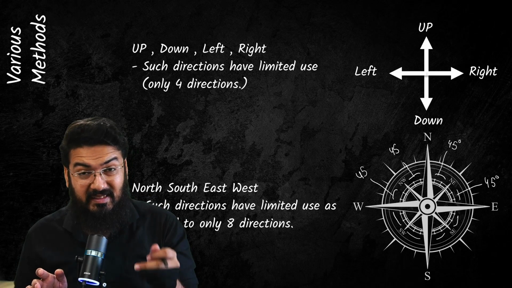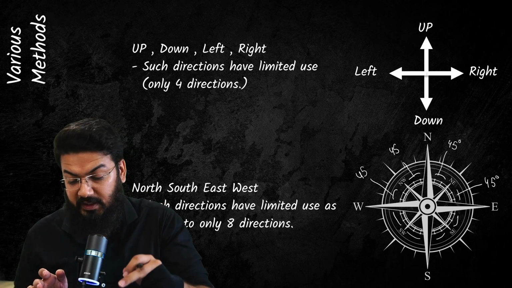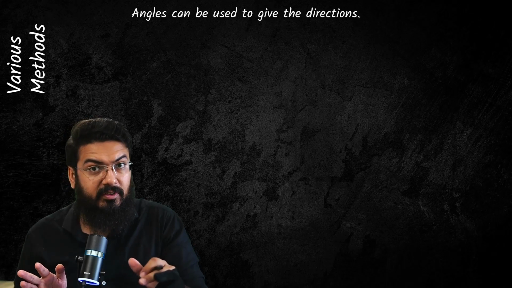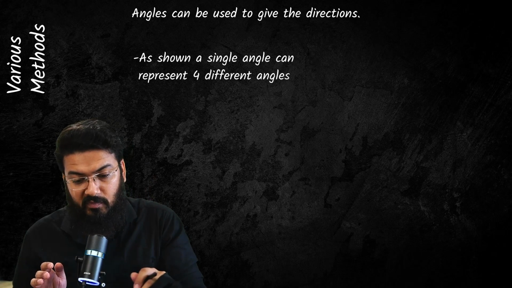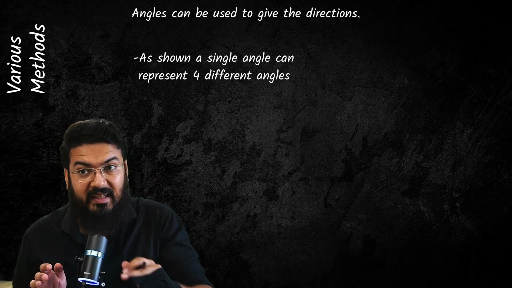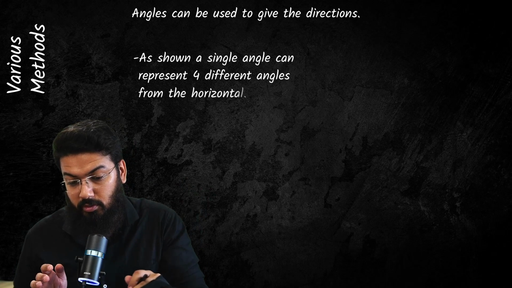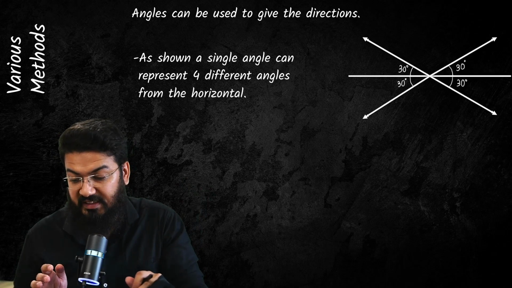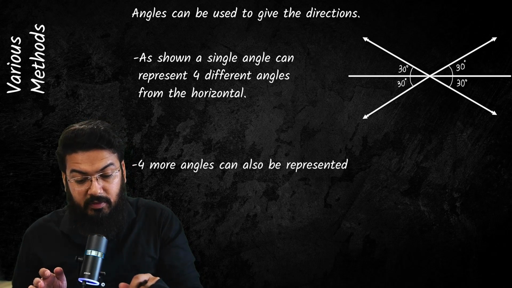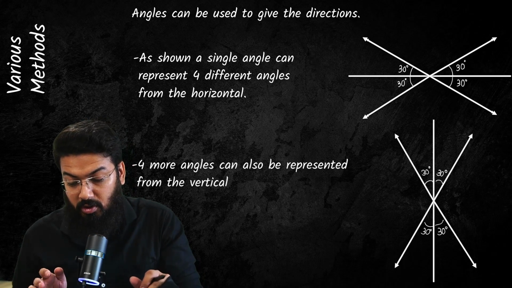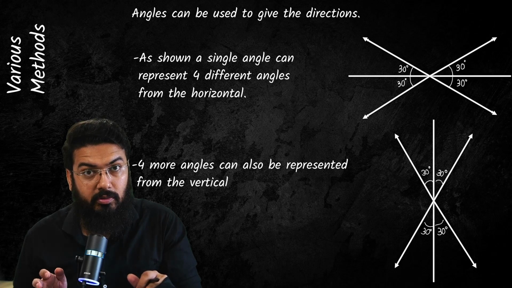Now, this is rarely used by your questions. Then you've got angles. Angles can be used to give directions, but the problem is a 30-degree angle can represent four different angles from a horizontal. All of these angles are exactly 30 degrees. But then there's another problem. Maybe you have the 30-degree angle from the vertical. All of these angles are also 30 degrees.